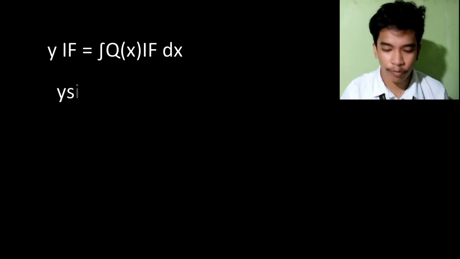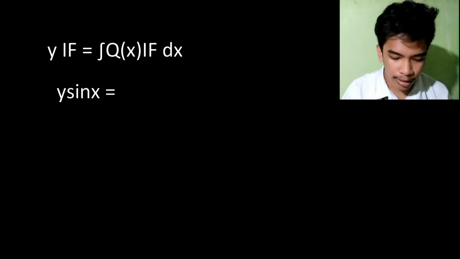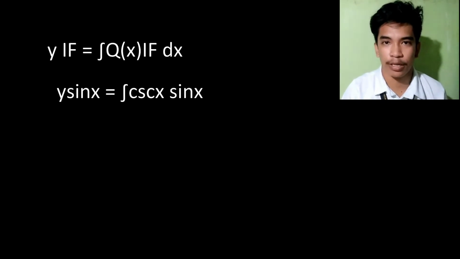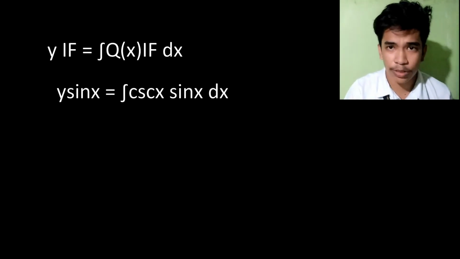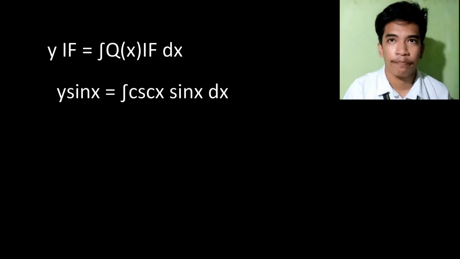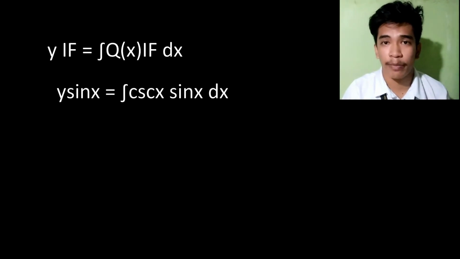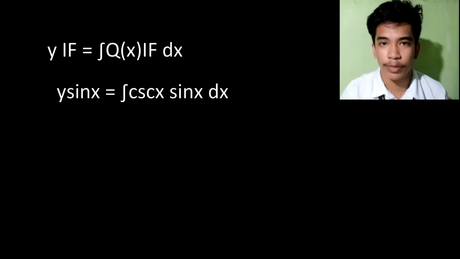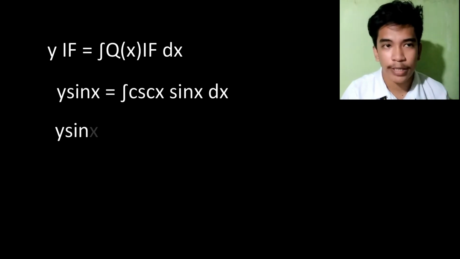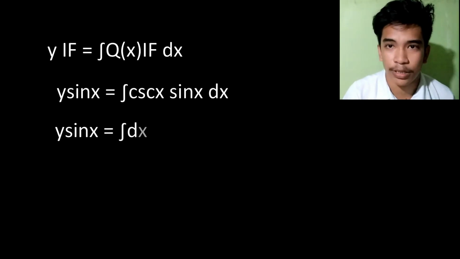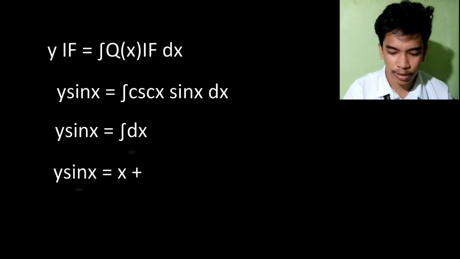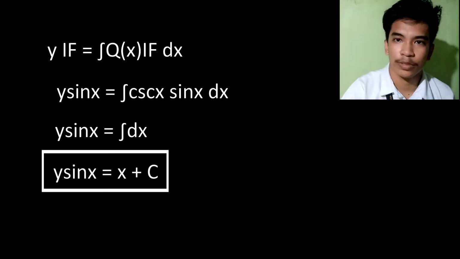So, substitute natin yung value, magiging siyang y multiplied by sine x equals the integral of cosecant x multiplied by sine x dx. And what is cosecant multiplied by sine? Cosecant x multiplied by sine x equals 1 because they are reciprocal. Kakalabas niya ay y sine x equals the integral of dx. And what is the integral of dx? y sine x equals x plus c. That's your final answer.